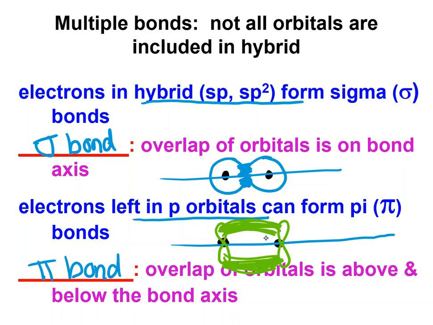And this is why pi bonds can't rotate, because if you twist this, these two pieces would come disconnected. Whereas with a sigma bond, if you twist one, this part stays connected the whole time. Anyway, let's see how this happens.